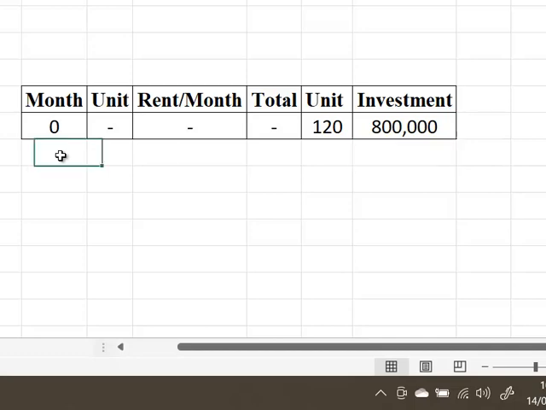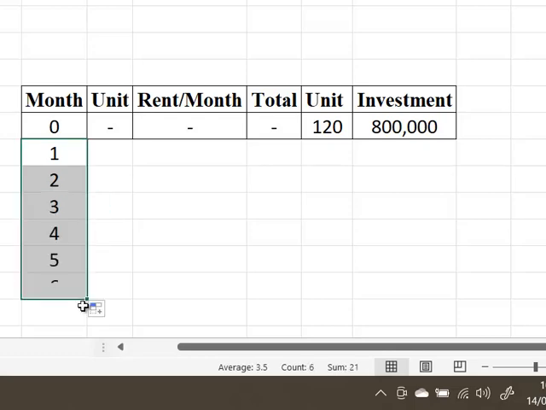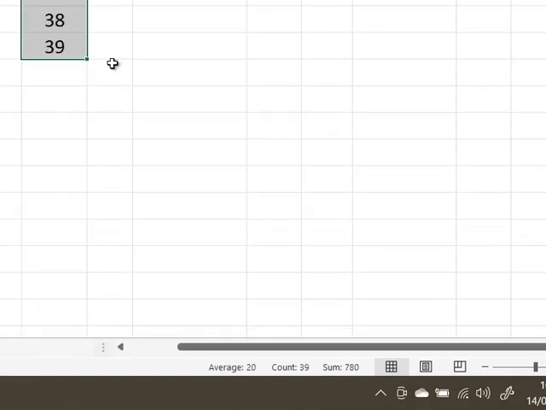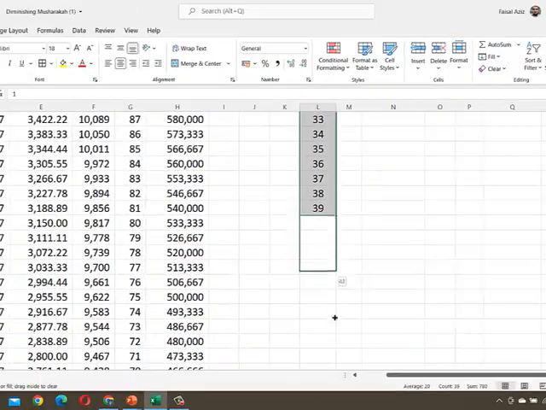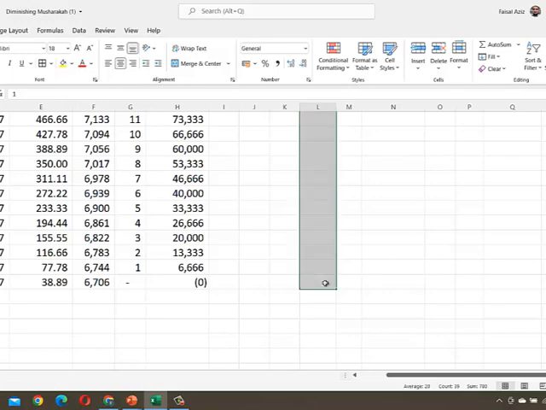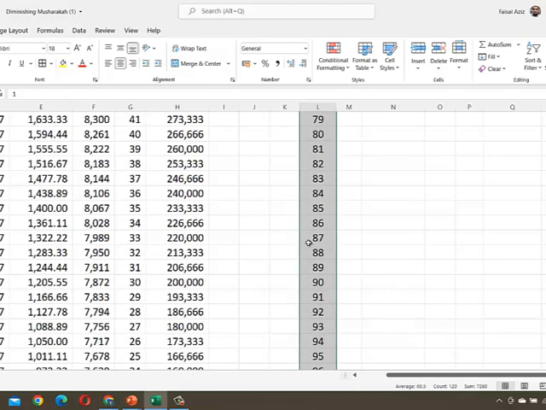And then the time counter will start, let's say first month, second month, third month. So here it comes. I'm just going to double click on it or drag it down. I'm just going to drag it up to 120 months. So here you can see up to 120 months, because in 10 years there will be 120 months. So as you can see, 120 months will come.